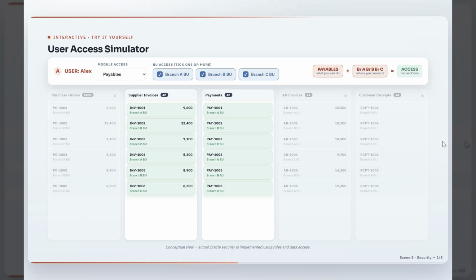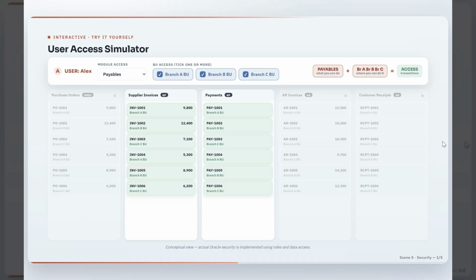In the real Oracle environment, security is implemented through job roles, duty roles, privileges, and data access assignments. But the business idea remains simple. The role controls what a user can do, and BU data access controls the business unit transactions on which the user can perform that work.